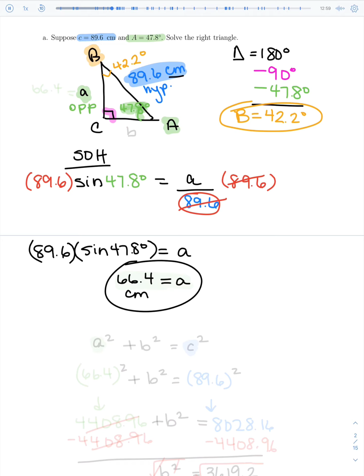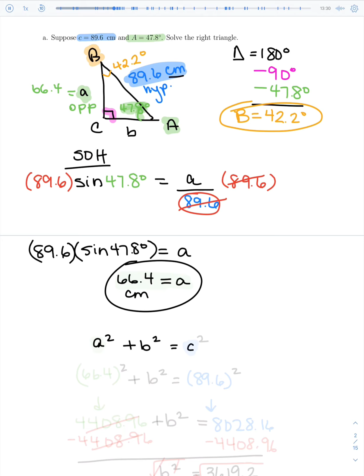Okay. So the only side we're now missing is side B, and we could do it the same way using one of the 6 trig functions, or what we could do is, instead of having all 3 sides, we now have 2 out of 3. We now have the 66.4. Once you have 2 out of 3, though, you can use your Pythagorean theorem because we have a right triangle, but it's up to you. You can use your trig functions again, or you can use your Pythagorean theorem.